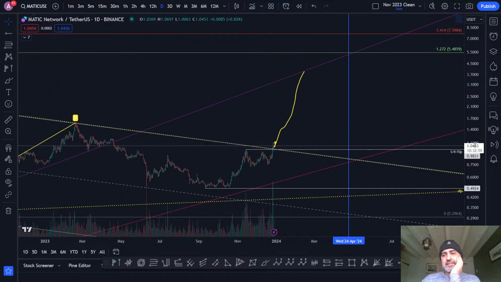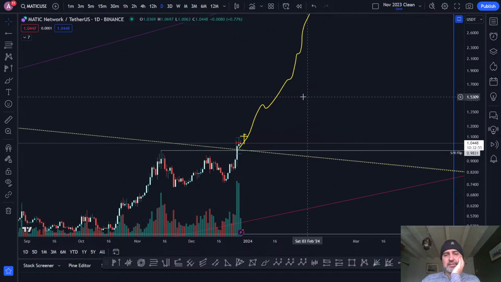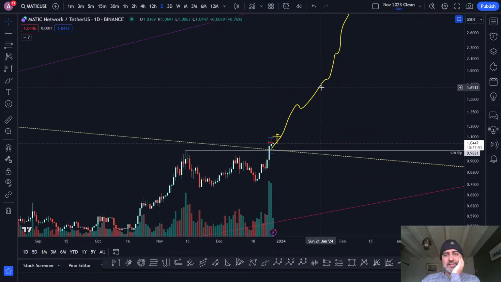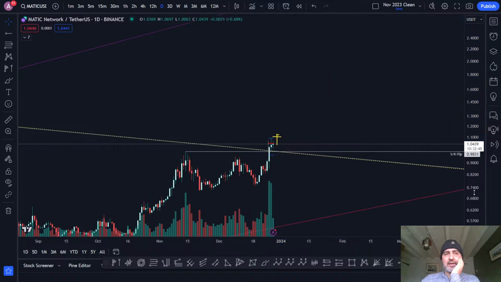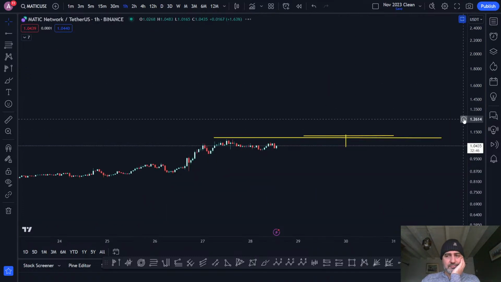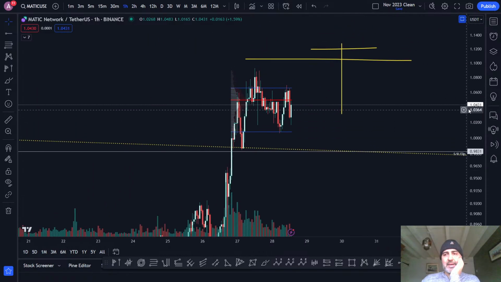The good thing about tokens like Matic is they're highly liquid, so it makes it a lot easier to buy and sell larger positions without slippage, and without worrying about liquidity.